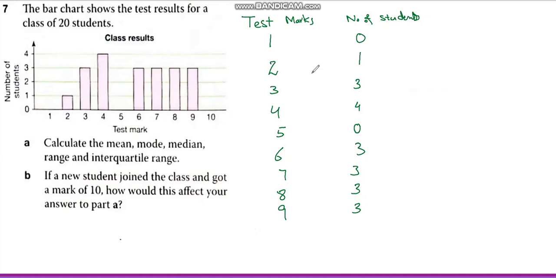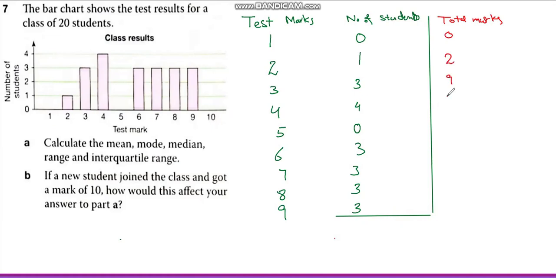Now, after completing the table, we can find the mean by first finding the frequency and total number of marks. So if I write down the total marks here, 1 times 0 is 0, 2 times 1 is 2, 3 times 3 is 9, then 16, then 0, then 18, then 21, then 24, and 27. Now, for the total frequency, I can add the number of students here. If you add the frequencies, we get 20. And if we add the total marks, we get 117.